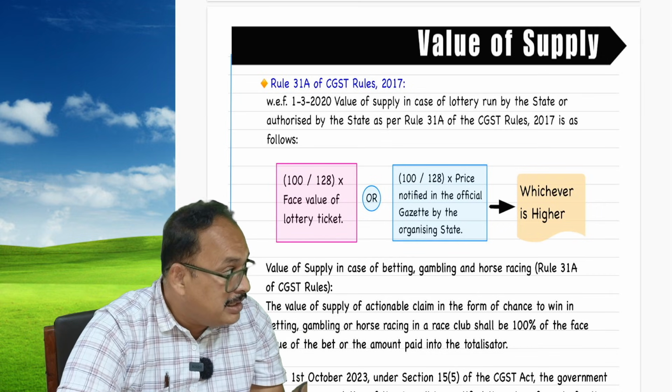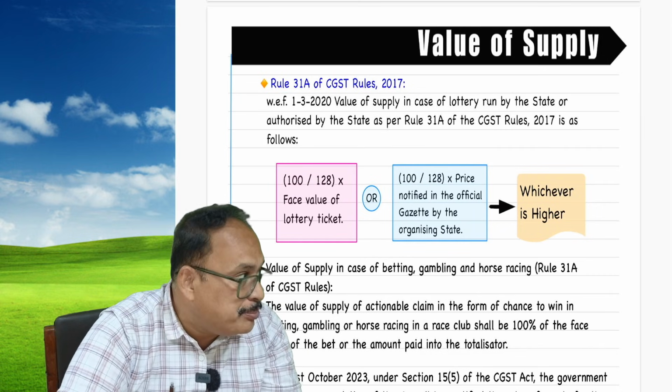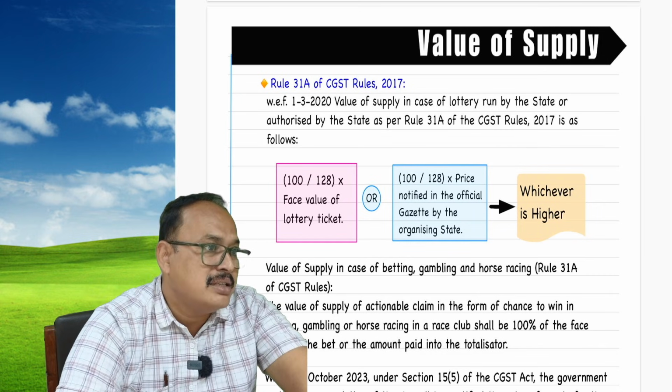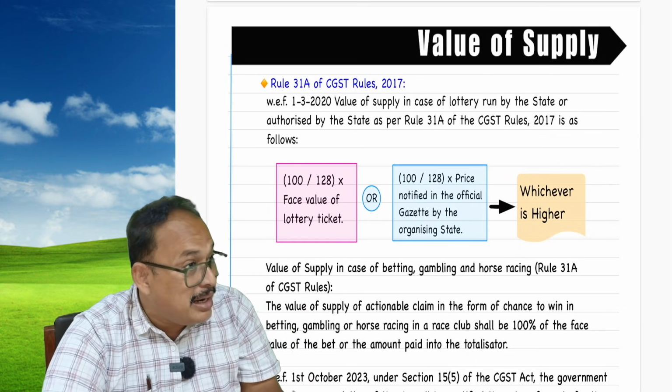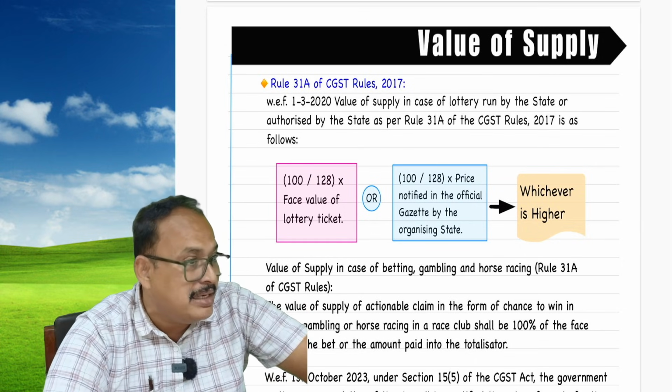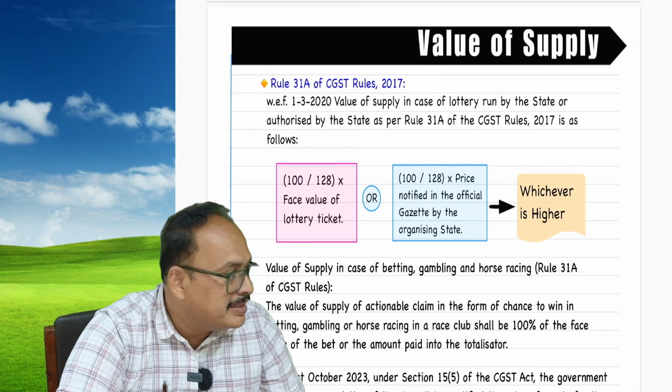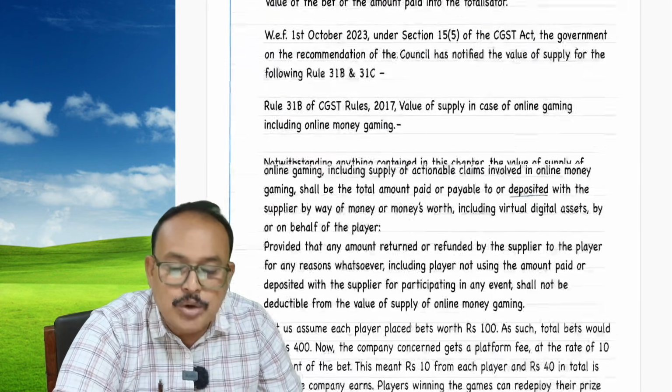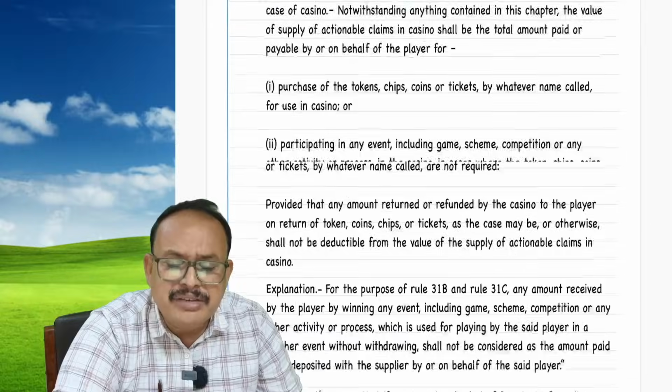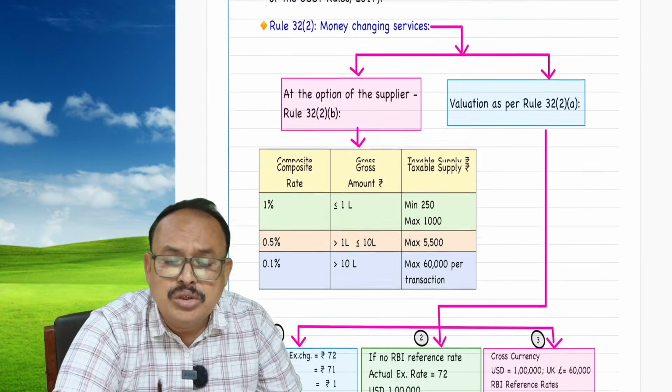If you win and redeposit in the same game, it is not a supply. If you win and deposit in another game of the same wallet, it is a supply again. Is that clear? Rule number 32, where we have 32 class A.